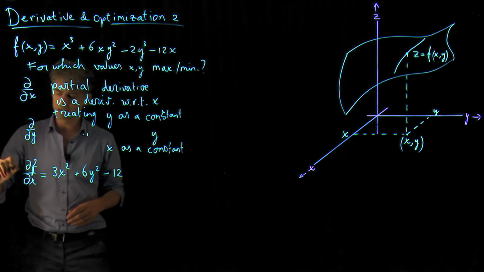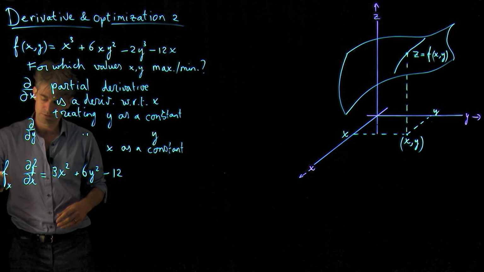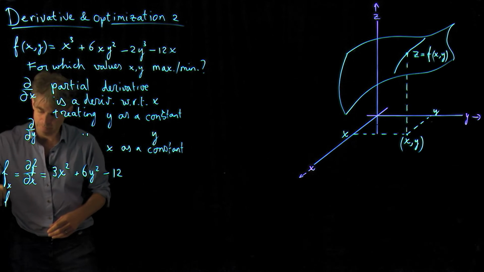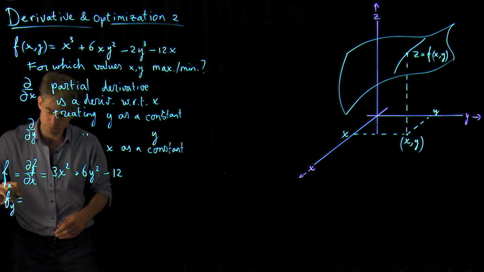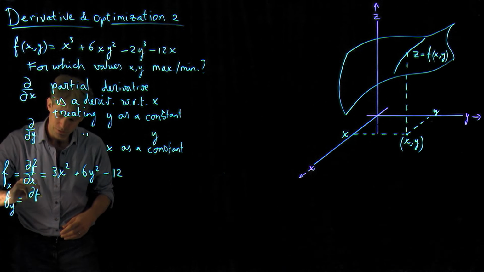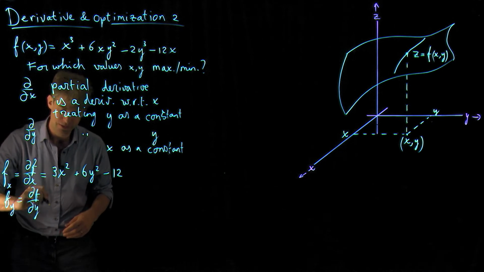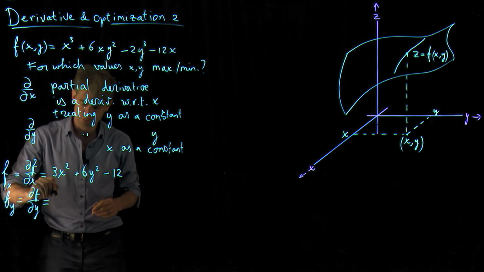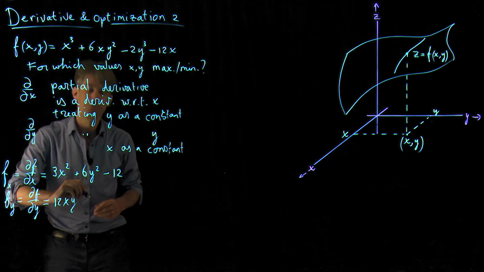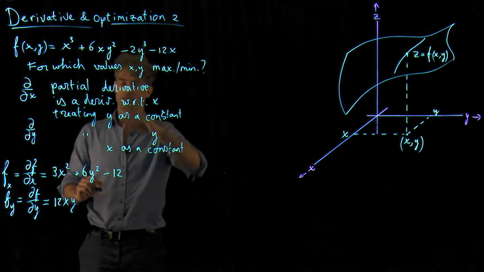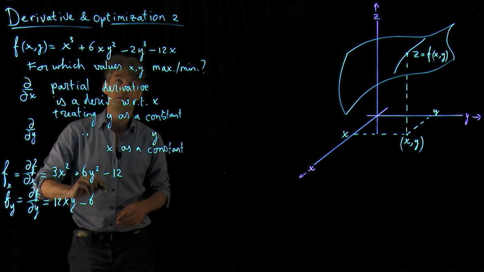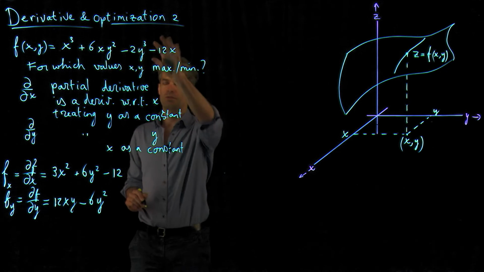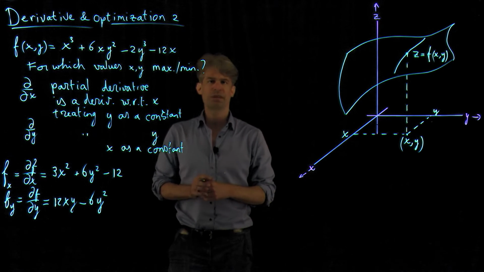Sometimes you also see the notation like this, with f with a subscript x under it. So that's the partial derivative with respect to x. Now let's compute the partial derivative with respect to y. So it's this, and now this term vanishes, and we have 12xy, and here we have minus 6y squared, and this term vanishes. All right, so pretty straightforward.